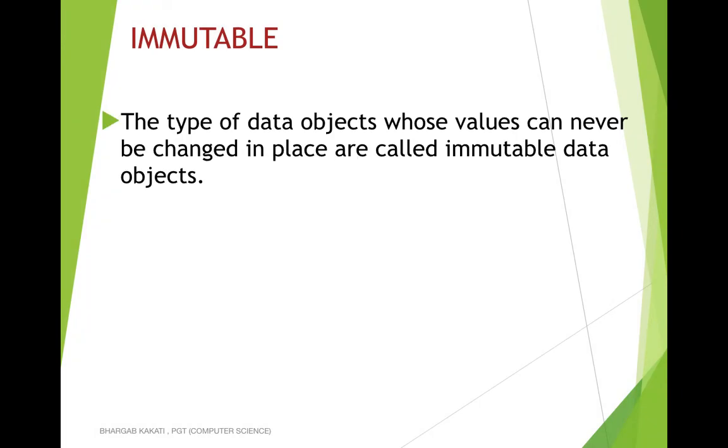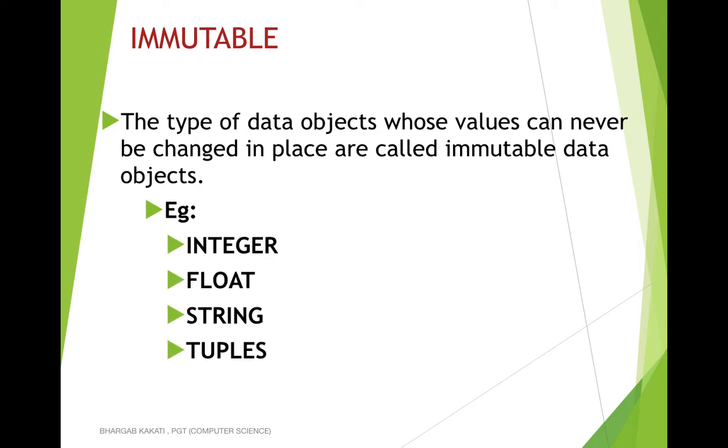The type of data objects whose values can never be changed in place are called immutable data objects. Without changing the memory location, if we cannot change the values of a data object after creation, then it is referred to as immutable. Remember, mutable means changeable in place, and immutable means not changeable in place. Some examples of immutable data objects are integer, float, string, and tuples.